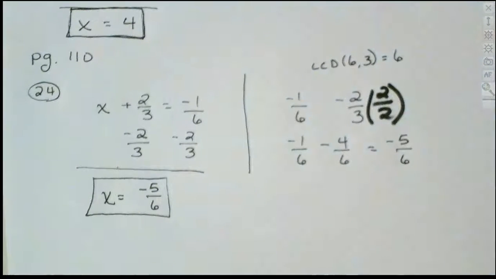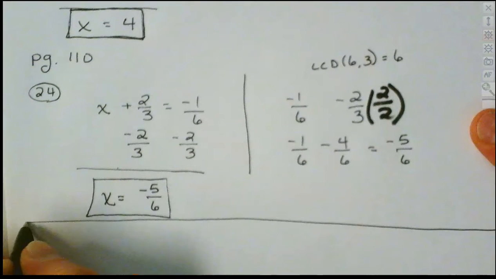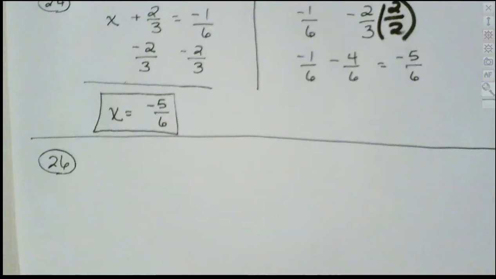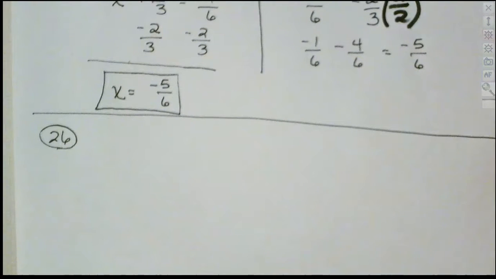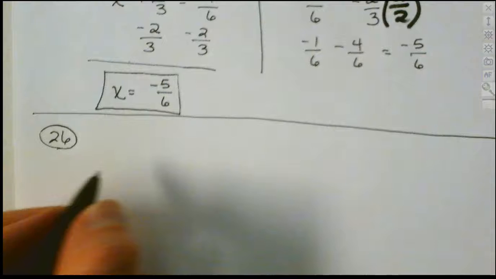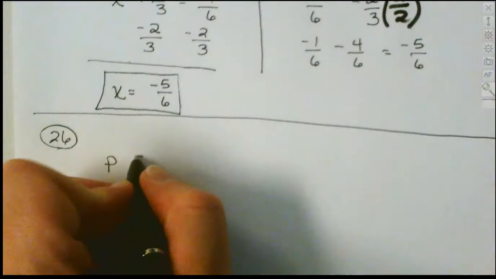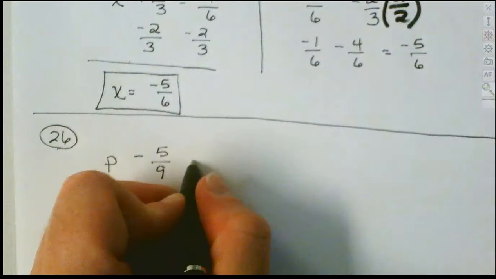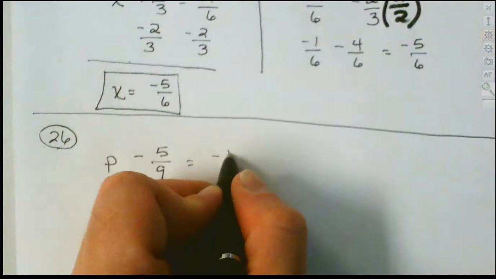In later sections, we'll learn how to clear these fractions out. But in this section, we're just going to go ahead and work with them. Let's try another one. Question 26. Very similar again. This one just has a different sign and different fractions. But question 26, we've got p minus 5/9 equals a minus 1/2.